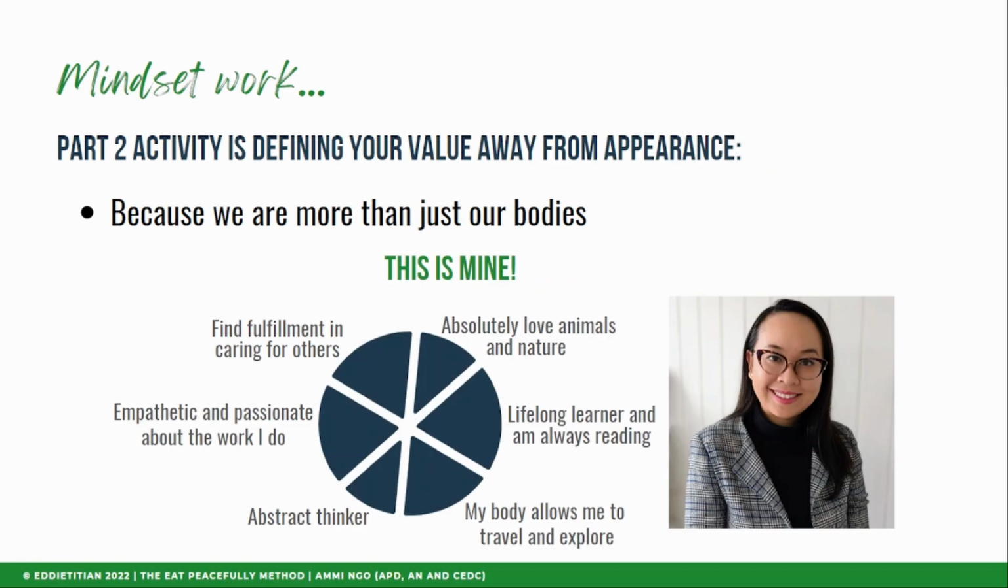We actually put this into practice in another activity in the guidebook to define your value away from appearance, and this is my value wheel, where my body allows me to find fulfillment in caring for others. It allows me to be empathetic and passionate about the work that I do. My brain allows me to be an abstract thinker.